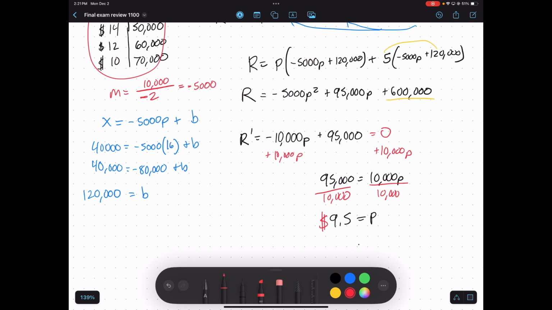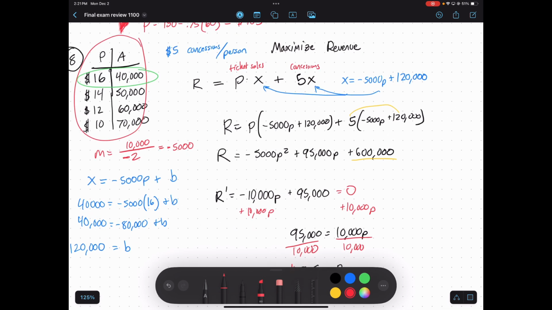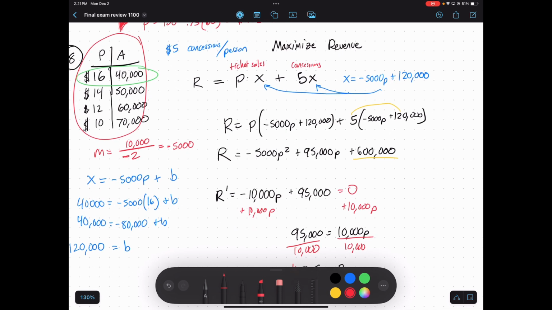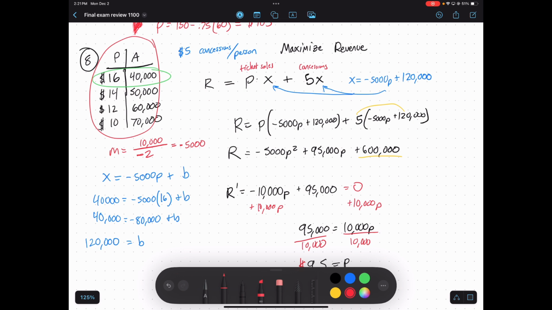Questions? Yeah. Hey. Can you go back to the P negative 5,000 or negative 50,000? Can you show how you got to the bottom step? So that's probably just my simplifying. I can multiply this P through to both terms, and I get negative 5,000 P squared plus 120,000 P. And then over here, I'm also going to distribute this 5 to both terms, and that gives me plus 5 times 5,000 is negative 25,000 P plus 600,000.